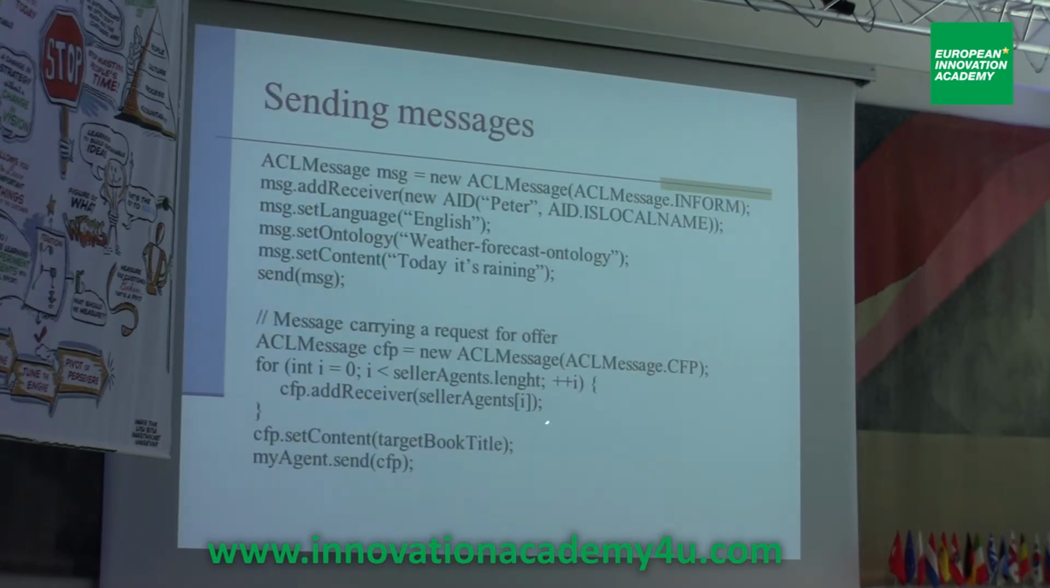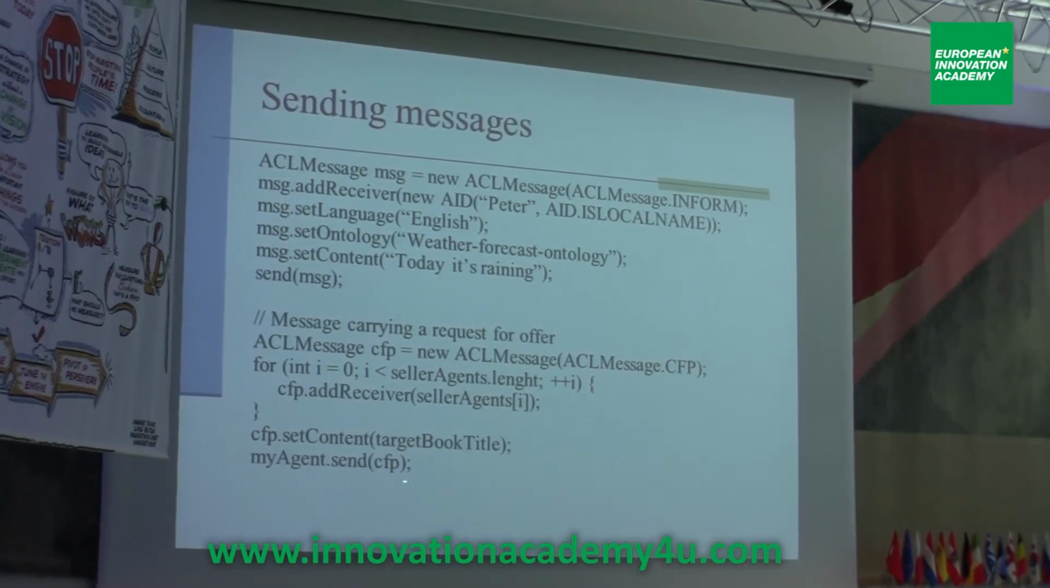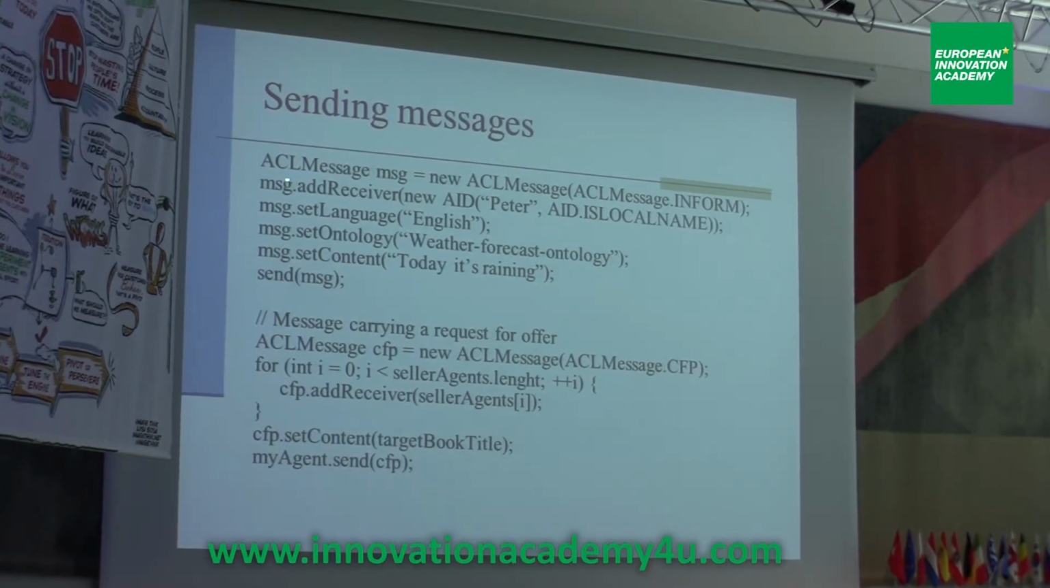This is how sending messages happens from an agent. This is not about Tamagotchis; this is a more general example. Here we can remind ourselves of what we have learned so far. What is done here? We create a message of the type inform. By this kind of message, one agent informs another agent of something. Then we add a receiver, Peter here. We add language, English. We add ontology, weather forecast ontology.